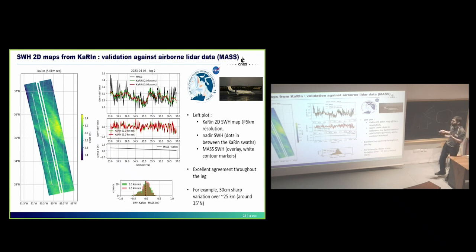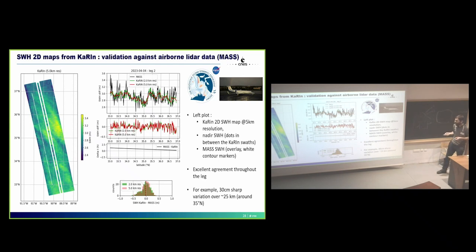What I really like and what gives me confidence that we're really seeing things at small scales is stuff like this very sharp gradient here around 35. This is this bluish region here, where over a few tens of kilometers you have an increase in SWH of a few tens of centimeters, and this is really seen in the same way by MASS and Karen, so that's really encouraging for the small scale.